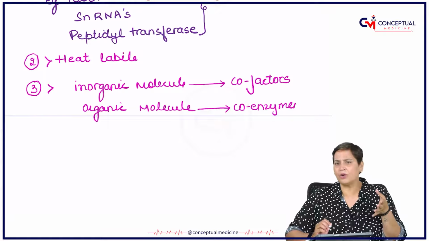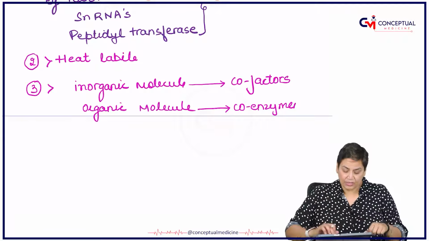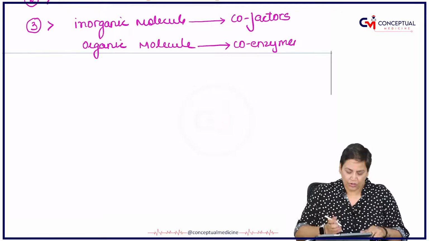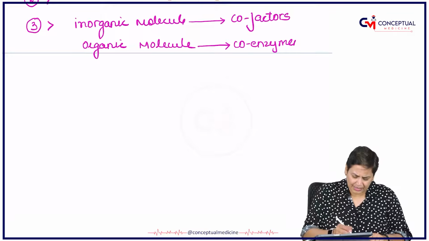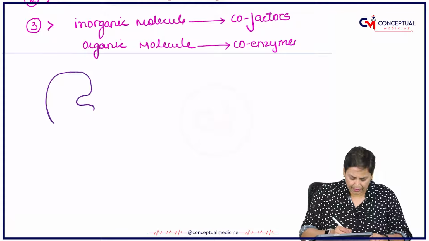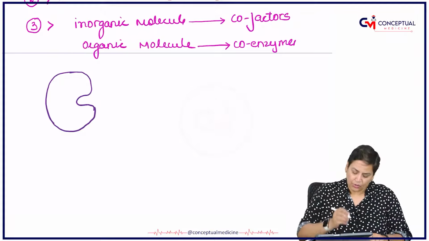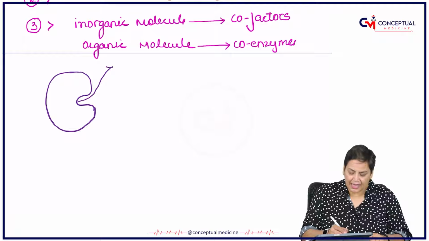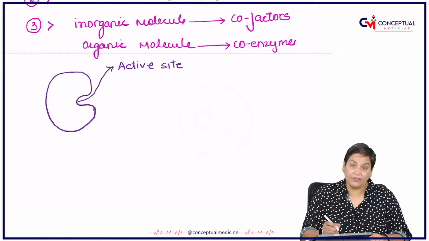This is very, very important. You need to know the difference. What are the different types of cofactors? What are the different types of coenzymes? I'll give you one example. First, you need to understand what this enzyme is. Suppose I say this is an enzyme. This becomes the active site of the enzyme, because the substrate has to bind somewhere. So this is the active site where the substrate will bind, and this becomes your substrate.